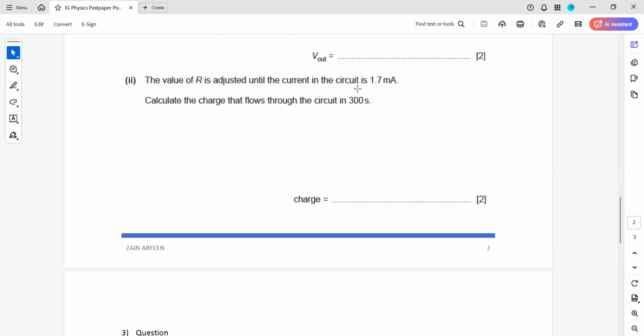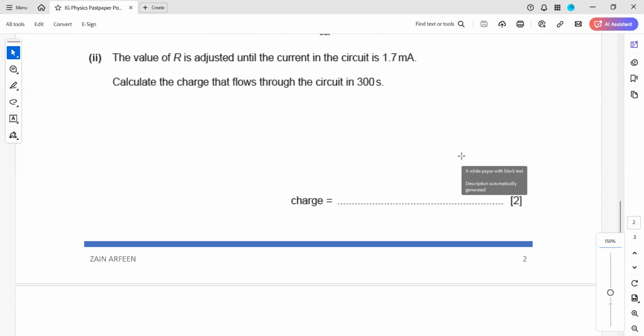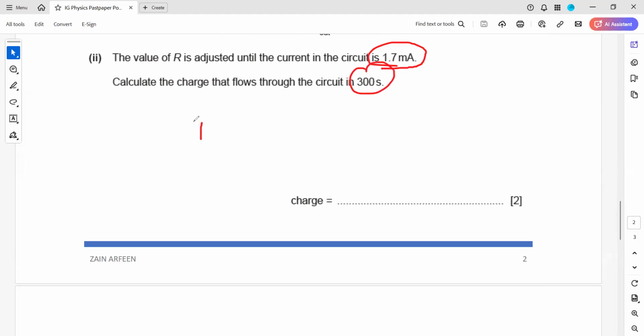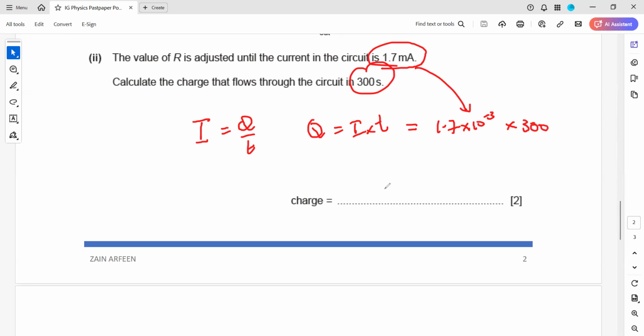Next, the value of R is adjusted until the current in the circuit is 1.7 milliampere. The total charge that flows through the circuit: current is charge divided by time, so if you need the charge, it is current multiplied by time. For electricity, the most important thing is memorizing all the formulas. So 1.7 times 10 to the power minus 3, that is milli, multiplied by 300. The answer is 0.51, and the unit is coulomb.